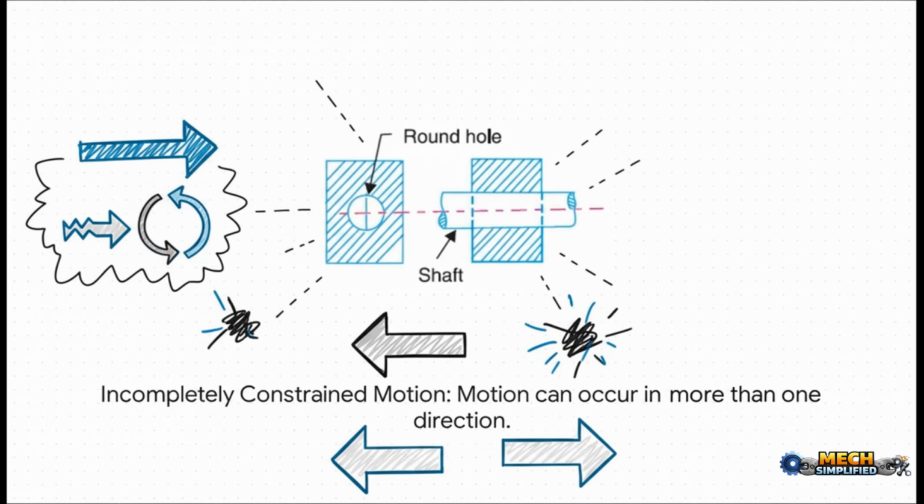This is what we call incompletely constrained motion. And why is that? Well, because it can do two different things. It can slide back and forth, and it can rotate. So the motion isn't definite anymore. It all depends on how you apply the force. And for most machines, that kind of unpredictability is a huge problem.